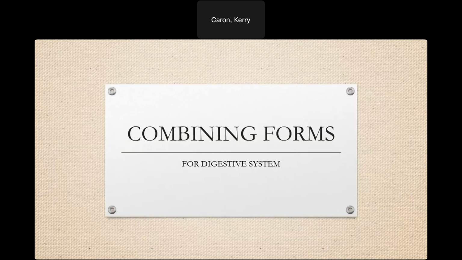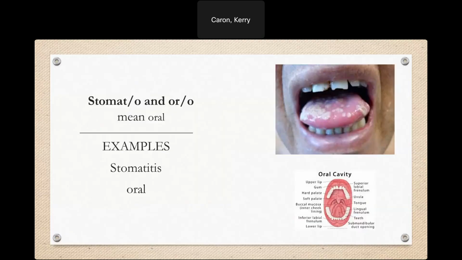Okay, so that should give you some background, some context, a few minutes of just understanding the parts. Let's get into the medical terminology. Stomato or oro means mouth or oral. So stomatitis is inflammation of the mouth. Oral means pertaining to the mouth. So we say oral cavity, pertaining to the mouth.